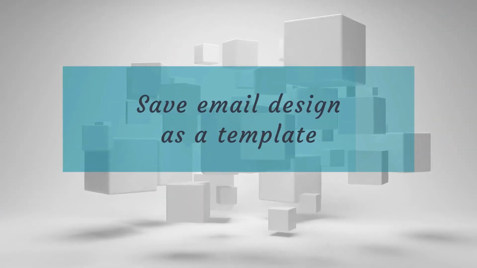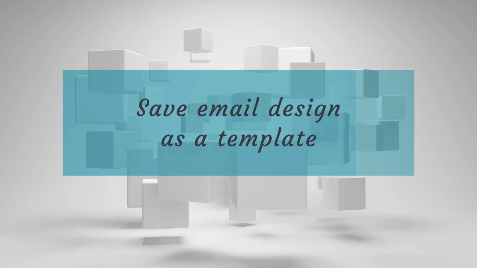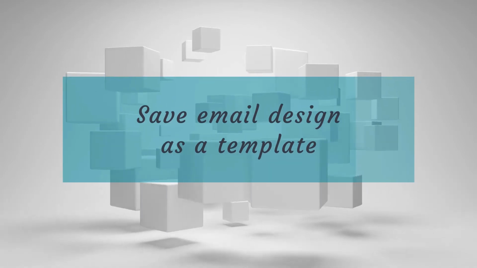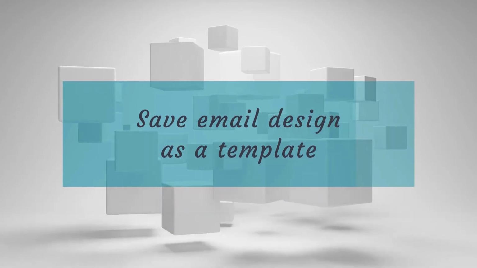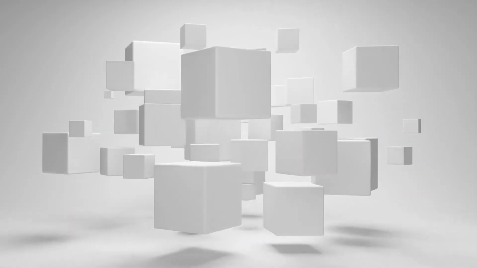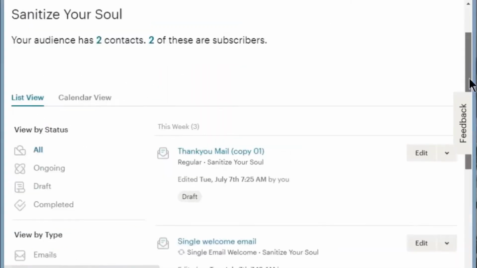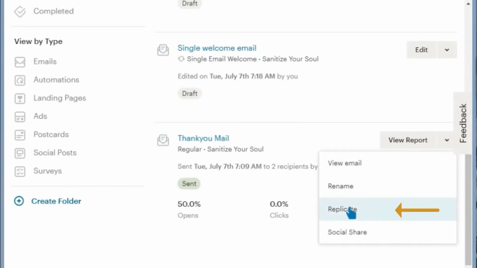Next step is to save an email as a template. In the previous video, we have already created an email campaign and email design, and we are going to use the same. So if you have not seen that video, check it out from the link in the description on how to create and design your email template. Go to Campaigns from menu. Go to your already created campaign. Click the arrow button. Click on Replicate.